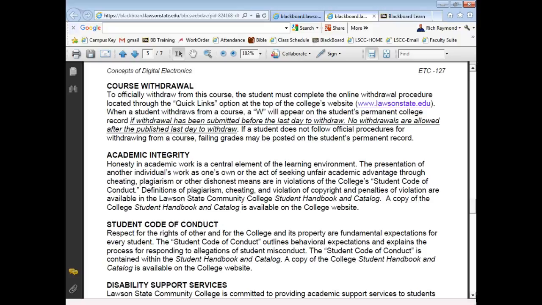This is what's so dang frustrating, because you can do this online. In the old days, you had a drop form, and you had to take it to every one of your instructors and get them to sign it. Now you do it online. You go online, up in the quick links section, you click on that, drop down, find the drop/add, and you can do it online. So there's really no excuse.